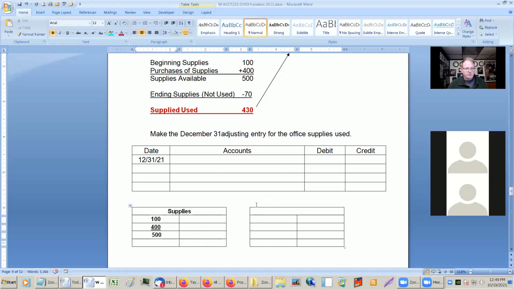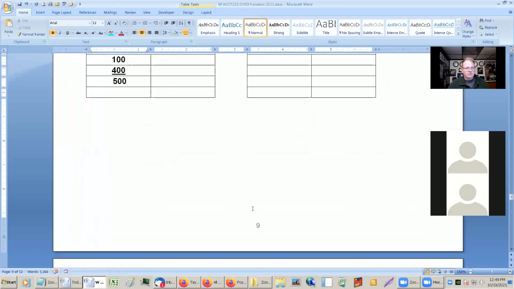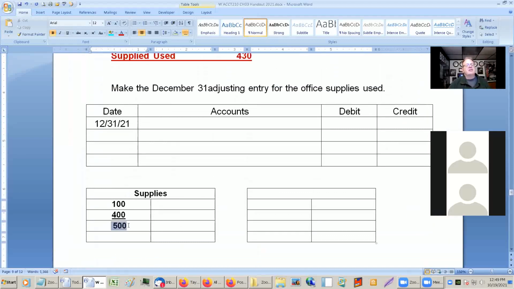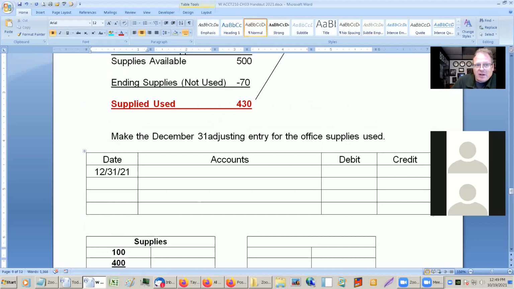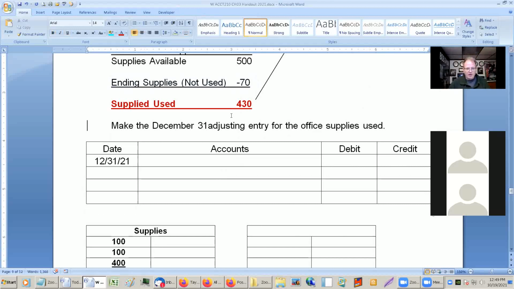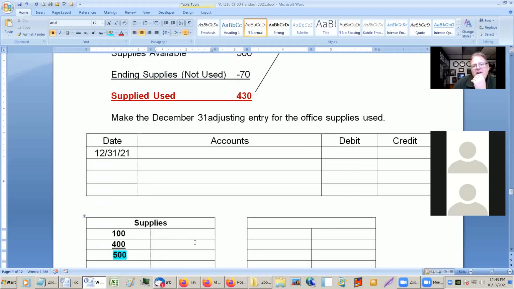Okay, so the supplies account shows that we have 500 sitting there. Now, we don't have 500 sitting in supplies. This is the only amount that's in supplies. So we have to take 430 out of the supplies. Are we going to take it out with a debit or a credit? Credit. Yep. So supplies.